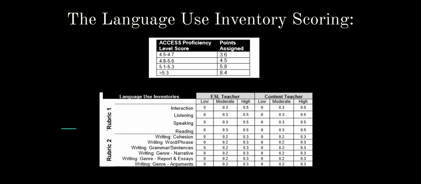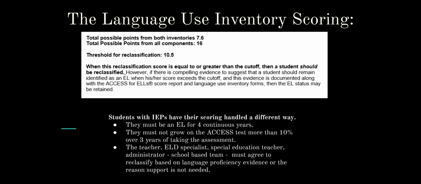The language use inventory scoring to exit from the program works like this. They took their ACCESS test. We'll get those assessment scores hopefully back in June. If they scored high enough, a 4.5 or higher, they will get points assigned. You will fill out two rubrics for them. One is listening, speaking, and reading, and the other one is writing. We fill out the exact same rubrics. So then we'll take those scores and we put it all together. And if those points equal 10.5 or higher, the student can be reclassified.